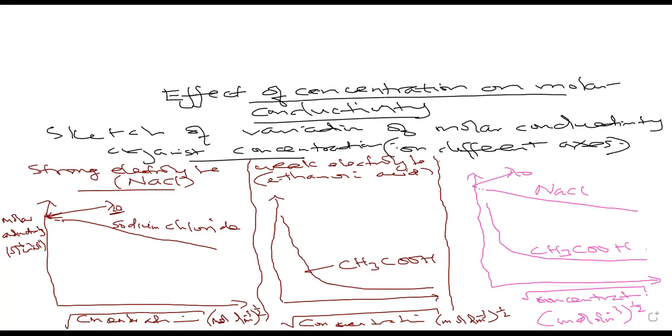Let's begin with our strong electrolyte. We are beginning with this graph here and want to explain the trend in variation of the graph. We shall simply say that molar conductivity decreases with increase in concentration. As concentration increases, molar conductivity decreases.